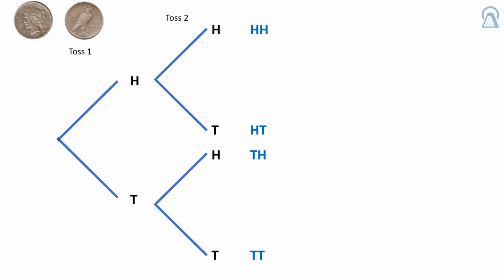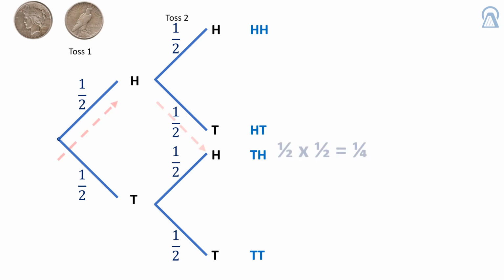Now, let's fill in the probabilities. The probability of getting a head on the first toss is 1/2 because there are two equally likely outcomes, head or tail. Do the same for the second toss. To find the probability of the combined events, just multiply the probabilities along each branch. So, for getting heads followed by tails, it's 1/2 times 1/2 equals 1/4. That's how you use a tree diagram to solve a basic probability question.